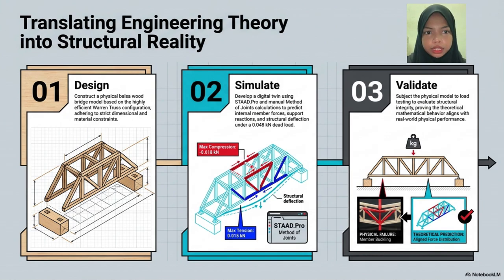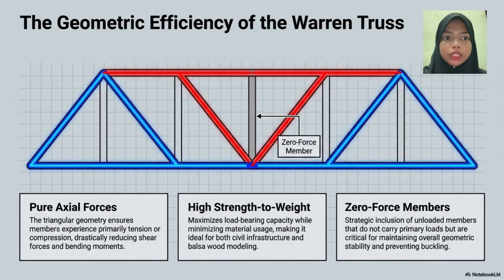Finally, the last one is the validation stage. We test the actual bridge, which is the balsa wood bridge, by applying load until failure occurred. Then we compare the experimental result with our theoretical calculations. The close agreement between both results shows that our analytical model accurately predicts the real structure behavior of the Warren Truss. Next slide is the geometrical efficiency of the Warren Truss.